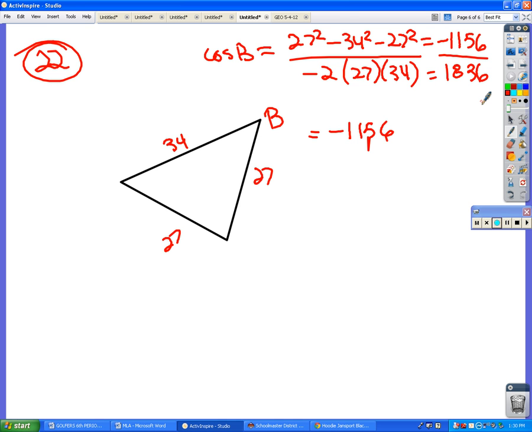1,836. Okay, now to find the angle, we have to go the inverse cosine of negative 1156 divided by negative 1836. Okay? So if you're struggling with doing that whole fraction thing all in one piece, do the top, and then do the bottom, and then you're good to go from there. Okay, what do you get for the angle? 51 degrees.